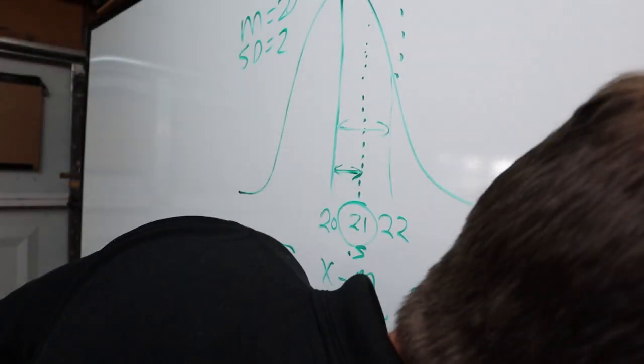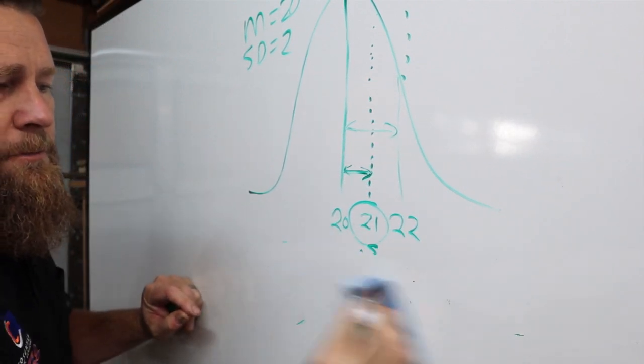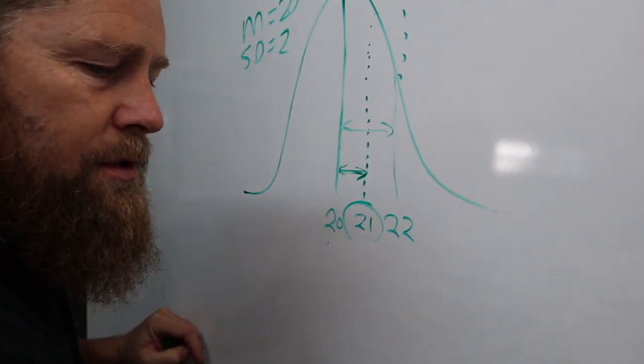I'm going to get rid of that. Okay. Get rid of this calculation. And I'm going to put in here the z-scores.